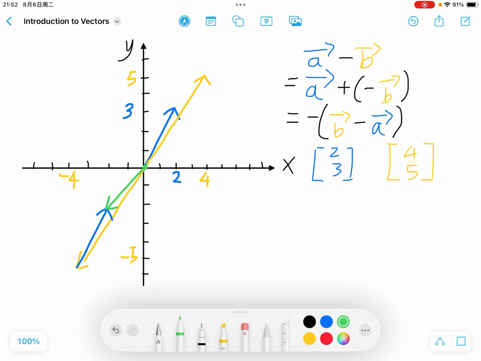Or actually that's just vector A minus vector B, which is vector A plus negative vector B. So I hope that makes sense. So now let's just try to see what vector B minus vector A is.